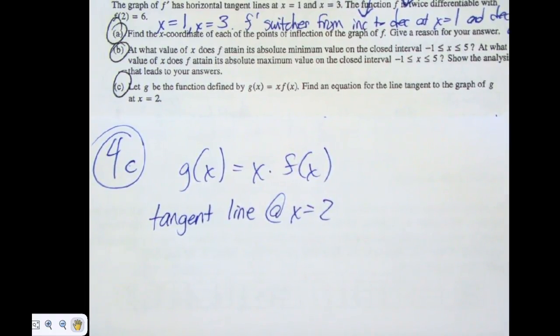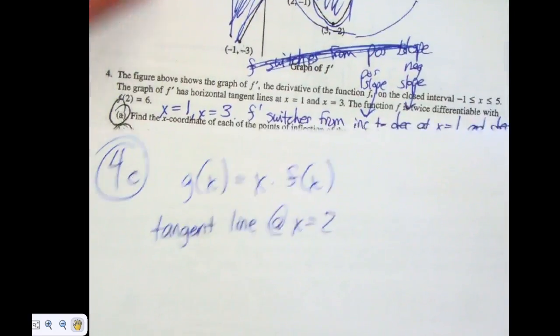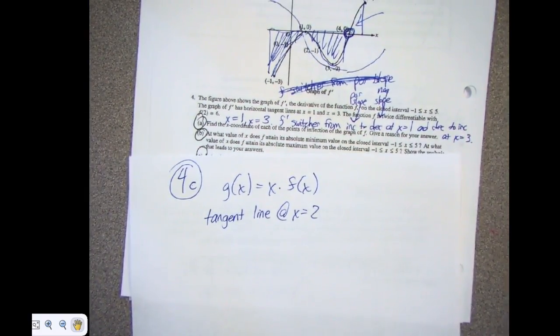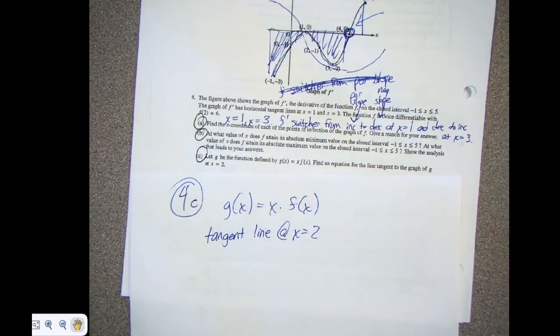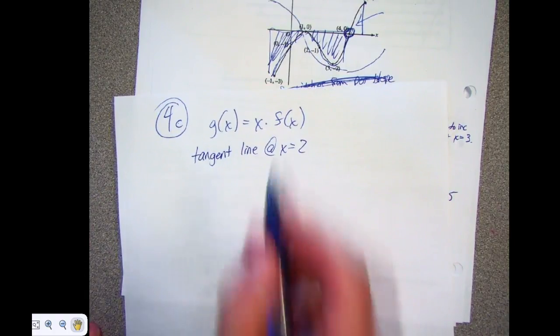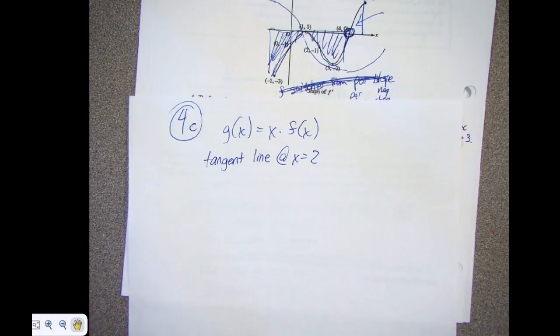Okay, let's look at... We didn't get through part C yesterday. Let's do that. This is pretty tough. I don't know, it's not that bad. Alright, so they want us to find the equation of a tangent line to the graph of G. But they tell us that G is x times f of x.